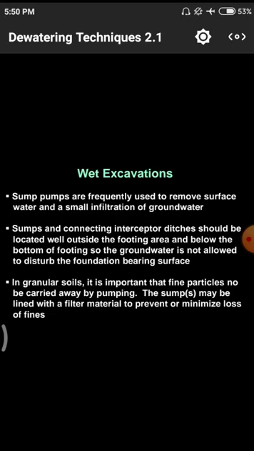Whenever there is a huge amount of water on the structure, above the ground level and below the ground level, we need to use sump pumps, which are normally used to remove the surface water and infiltration of groundwater. Sumps are connected to interceptor ditches which are located on the outside of the footing. At the area just below the bottom of the footing, some of the groundwater is allowed to disturb the foundation bearing surface. What is bearing?